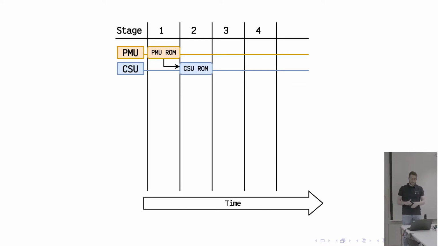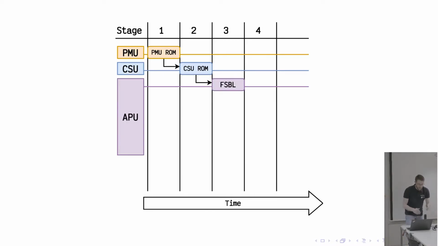The first step is basically the power management unit, which sets up the power management. And then in the second step, the security unit boots up and loads our first external image, and reads the first part of our image, which has information on how we want to proceed in the following boot process. And this is the interesting part then in stage 3, where the first image is loaded, so the first stage bootloader.